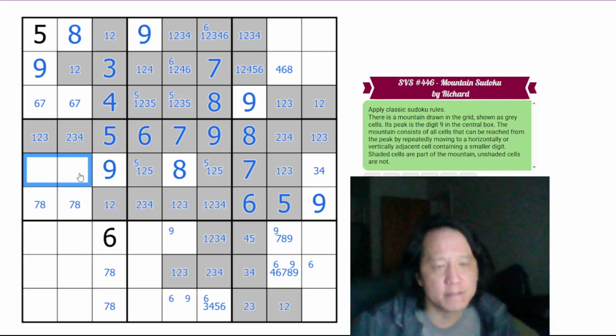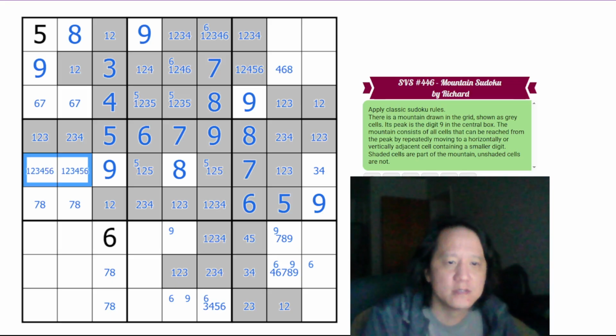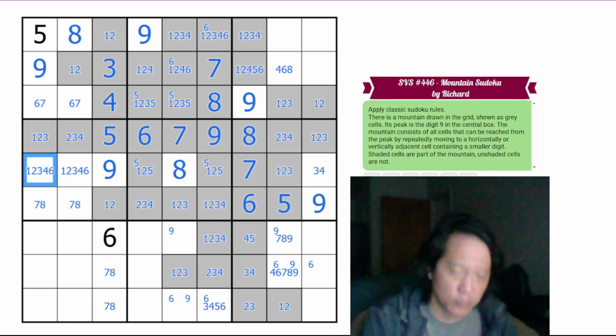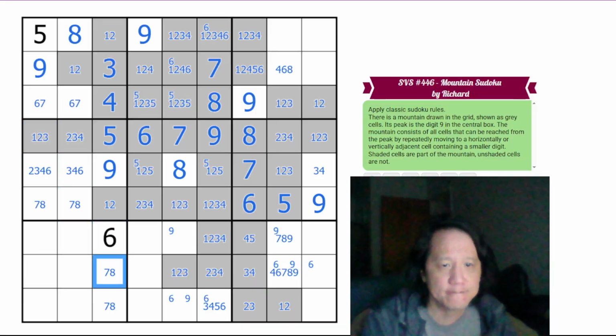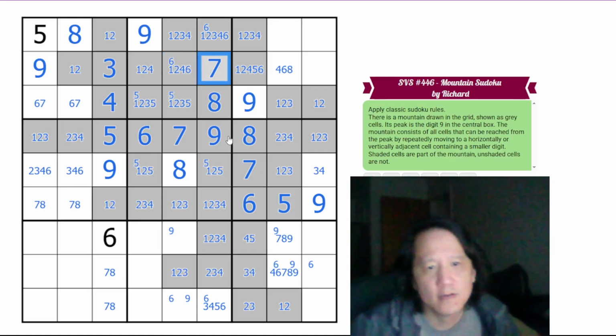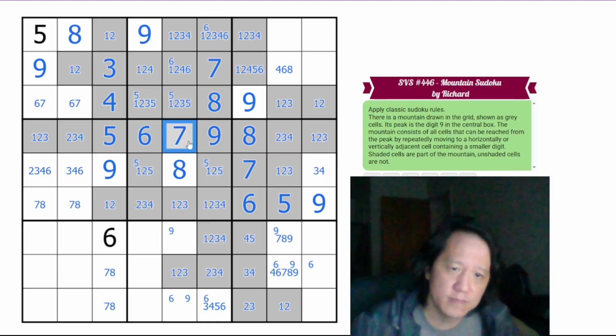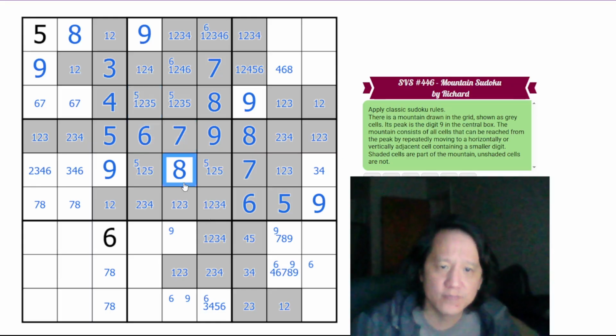Remaining digits in box 4. We have 1 through 6. Obviously 5 can't be here. This can't be 1. This can't be 1, because if they were both... And this has to be greater than that digit, so it can't be 2, because it would be part of the mountain otherwise. Hmm. 5 could go from here. 7, 6, 5, right? Hmm.